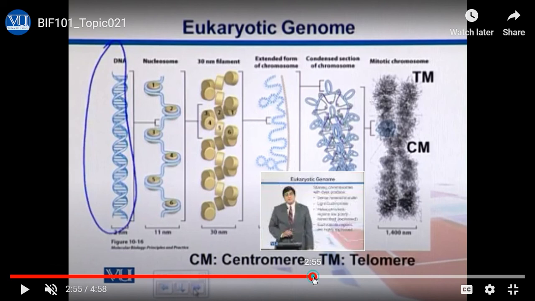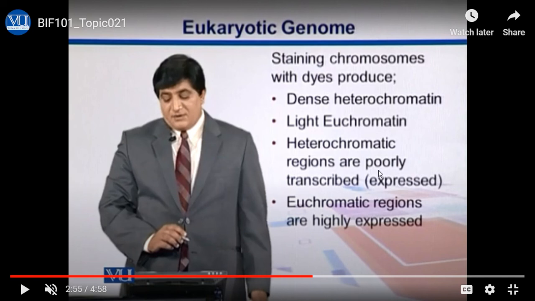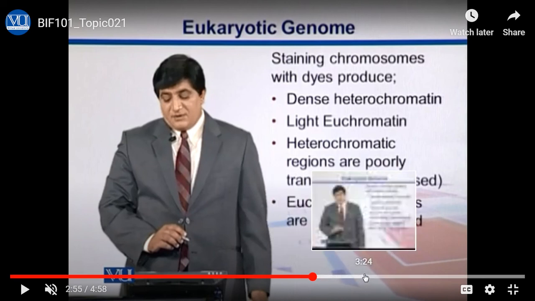Staining chromosomes with dye procedures produces dense heterochromatin and light euchromatin. Heterochromatic regions are poorly transcribed, and euchromatic regions are highly expressed.